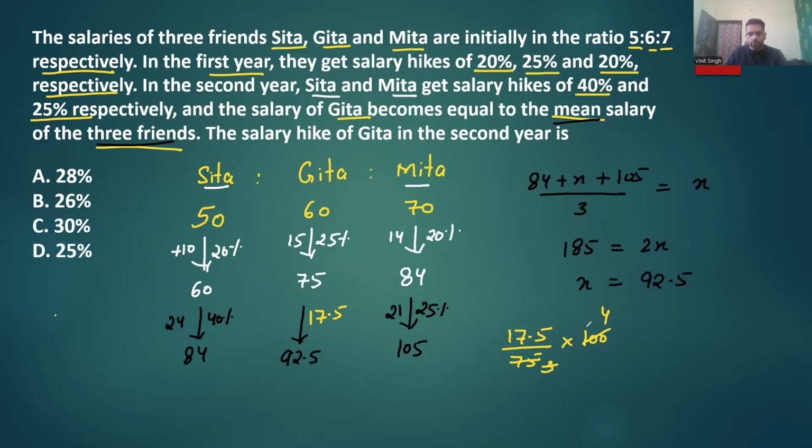So divided by 5, 15, 25.8. So 5.8 into 4, 2, 3, 23 around. I think there is a problem in the question. 5, 6, 7, 20%, 25%, 20%. 20%, 14, 25%, 15, and 20% is 10, 60, 84.